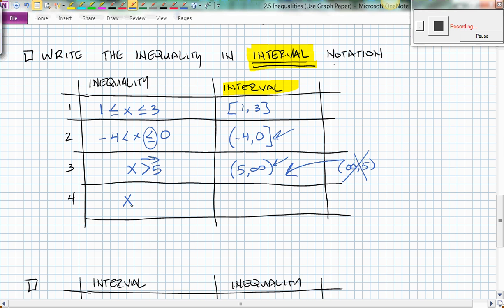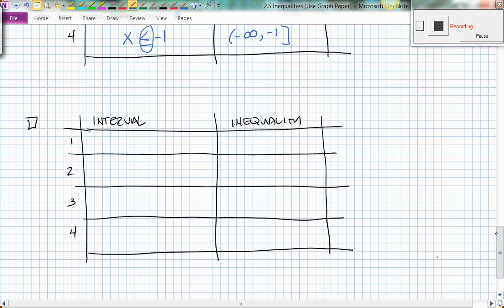Okay, so number 4, 5x is less than or equal to negative 1. So in this direction, I'm coming from negative infinity, yes, all the way up to negative 1, and I'm going to use a bracket because it says less than or equal to. Okay, so we need to go from inequality to interval notation. Make sure you look over that. And we need to go from interval to inequality notation. Let's go the other way, so we'll use a different color here.